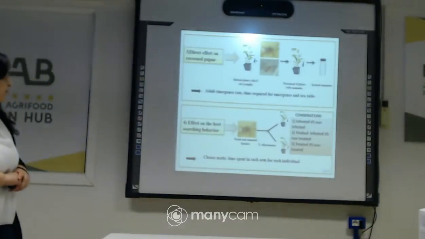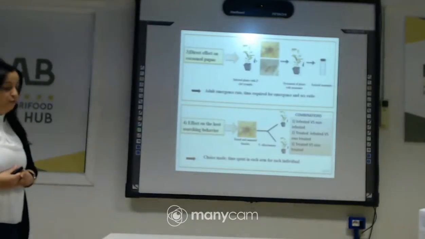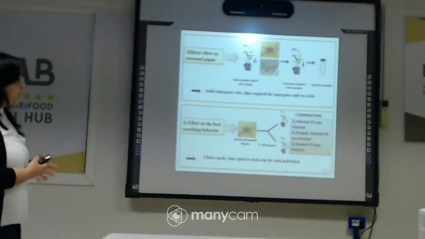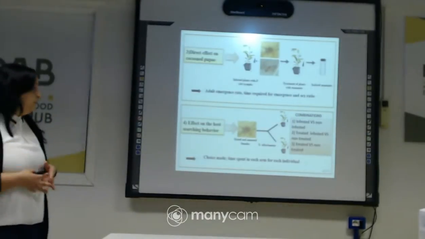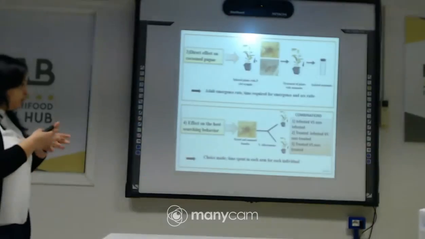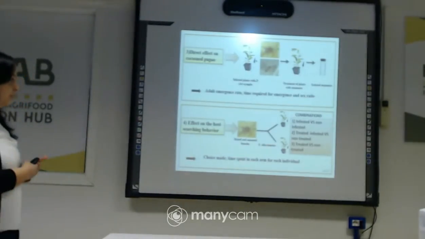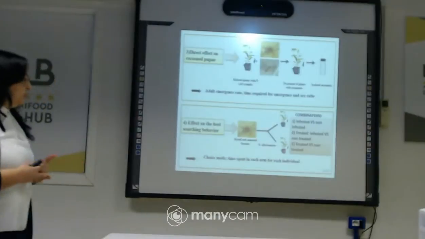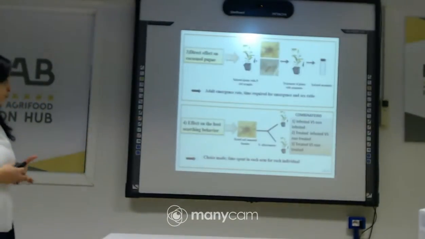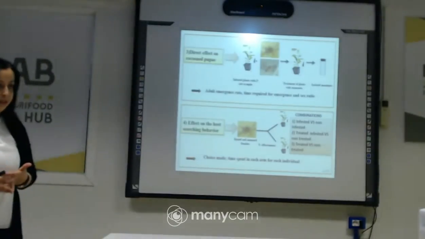The fourth parameter, which is for us the most important, is the effect on the host searching behavior. To do that, mated and unmated females will be put in a Y olfactometer, and we will allow each individual to choose between these combinations: infested versus non-infested, treated versus non-treated, and treated versus non-treated. The choice made and time spent in each arm for each individual will be recorded.